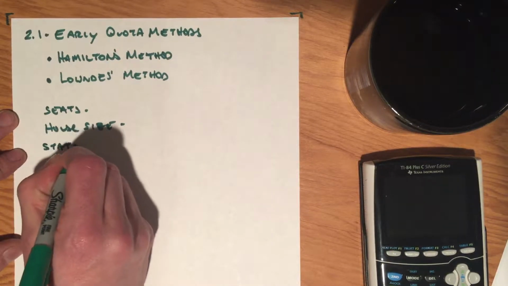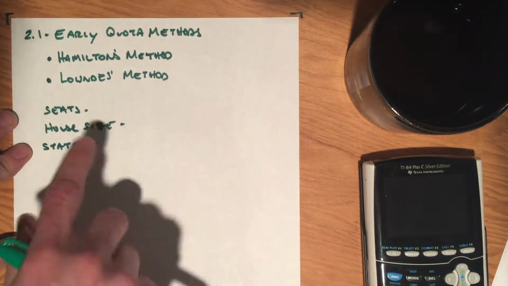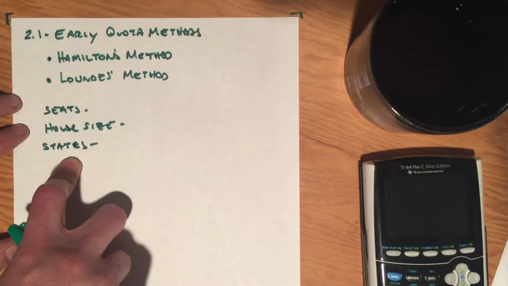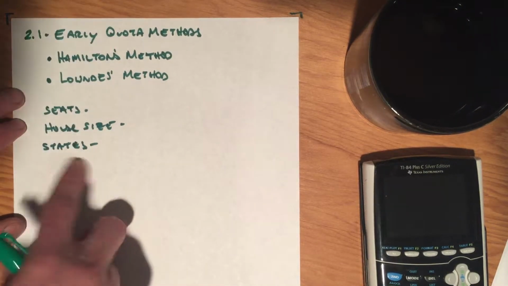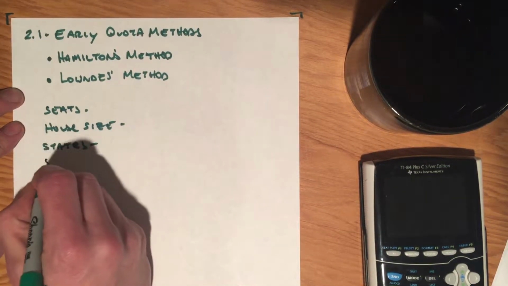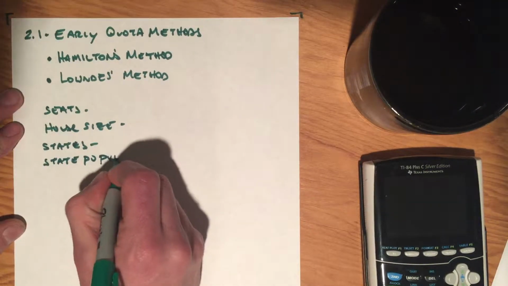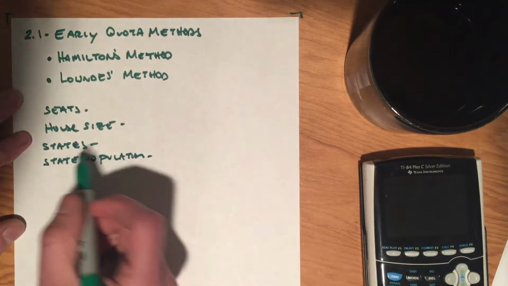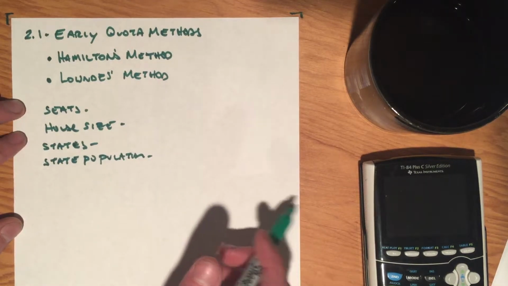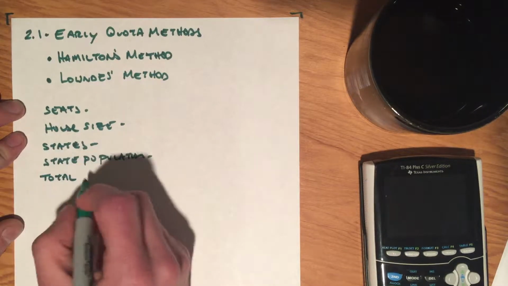The states are going to be the individuals receiving the seats. In terms of the United States House of Representatives, the states are, well, the states. In our example on Friday, our states were the freshman class, sophomore class, junior class, senior class. The state population is the size, a measure of however we're going to talk about the size of the state, be it money, be it buildings, be it the population. And then we've got total population, which is every state population added up.